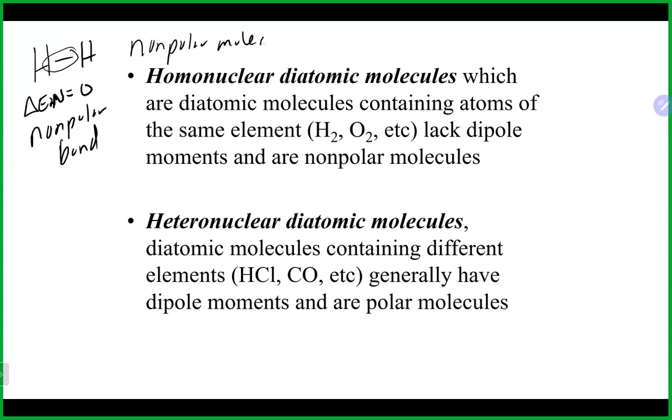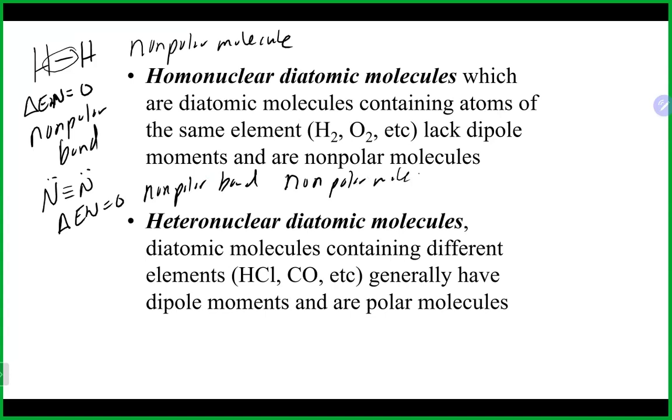And that is because the only bond present is nonpolar, so the whole thing has got to be nonpolar in this case. Same thing if you had a triple bond like nitrogen. That is a nonpolar bond. Difference in electronegativity would be 0. Nonpolar bond. And that would mean that that is the only bond present. That would be a nonpolar molecule.